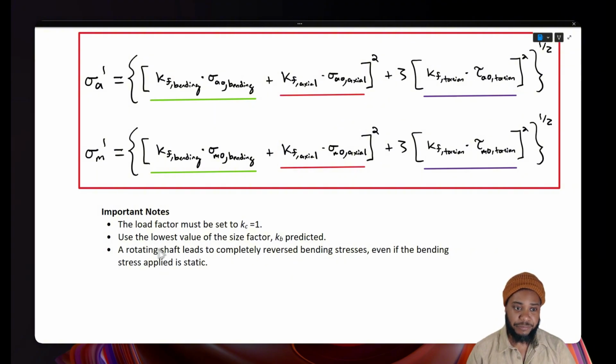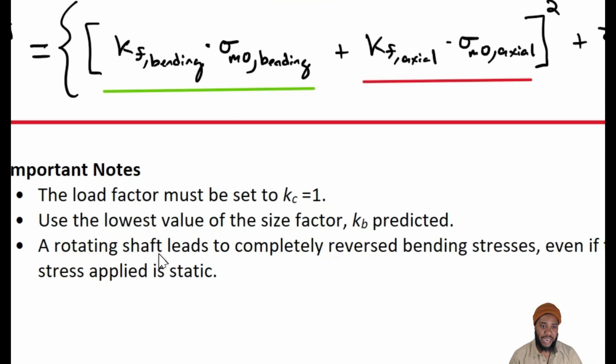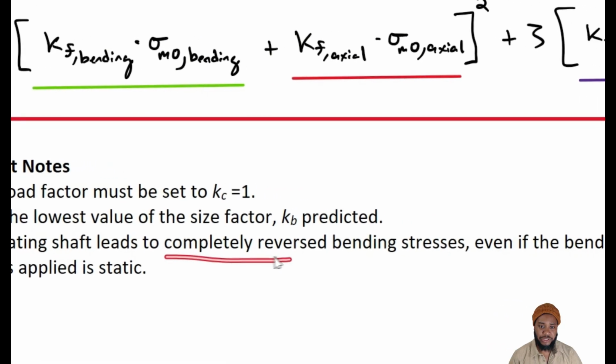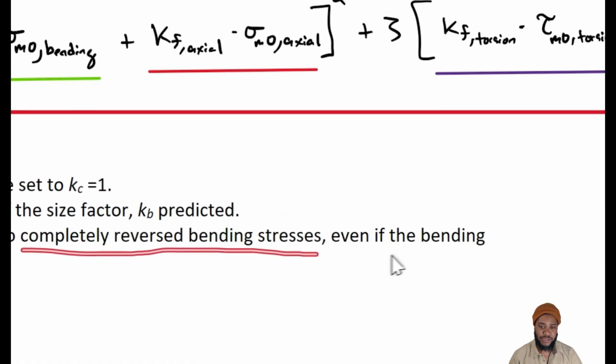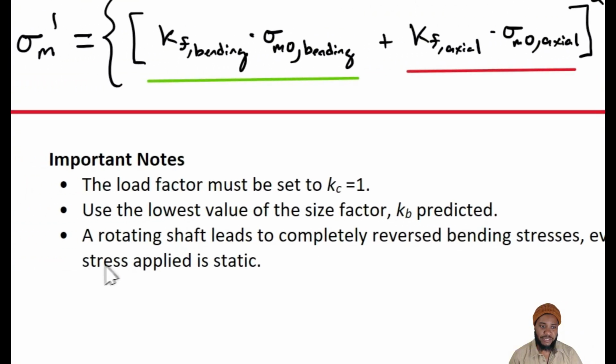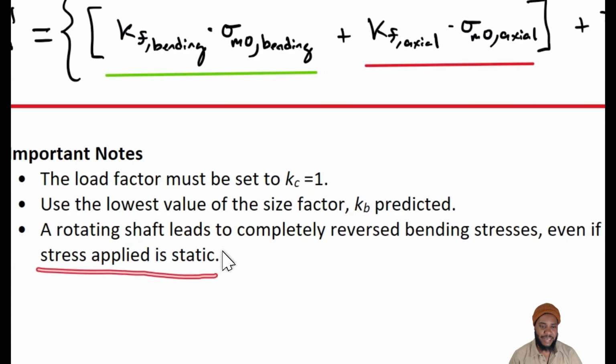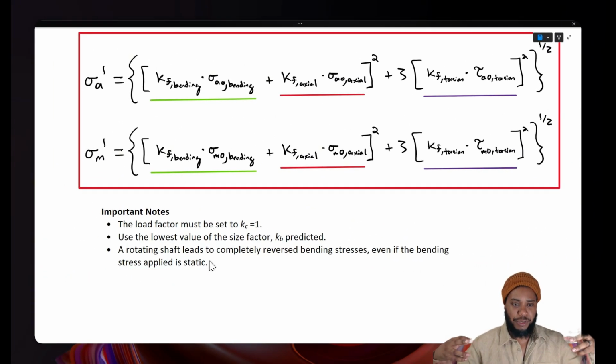And then finally, a rotating shaft leads to completely reversed bending stresses, even if the bending stress applied to the body is static. So if we have a bending moment that's applied to our body and it is rotating, well, that bending moment creates stresses that are fully reversed, going in equal parts tension and compression.